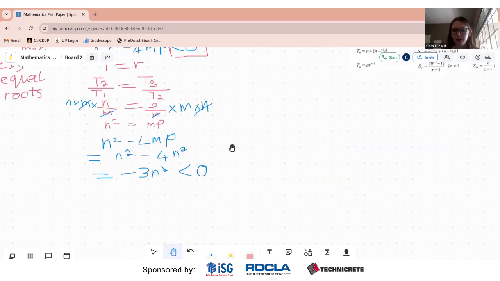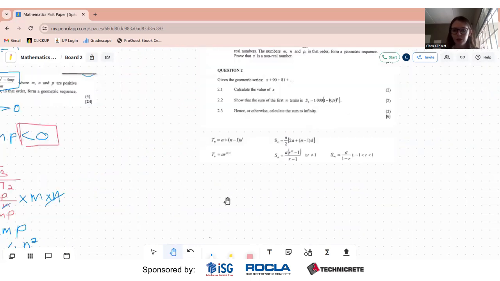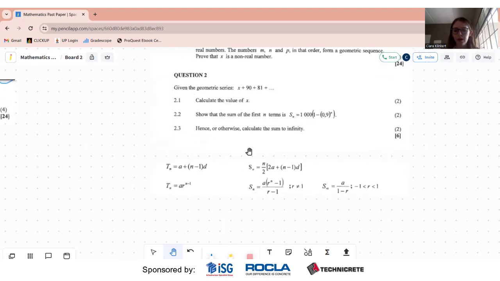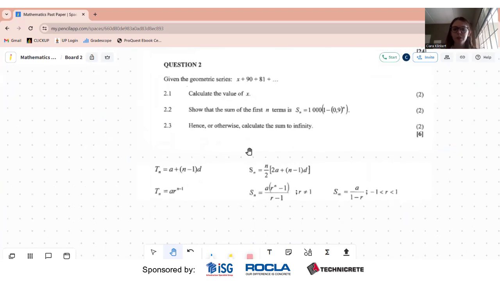Now, as promised, I'm going to go over some series and sequence questions. So this is our question 2. Given the geometric series x plus 90 plus 81, etc., we've got to calculate the value of x. We've got to show that the sum of the first n terms is given by that quantity. And we've got to calculate the sum to infinity.